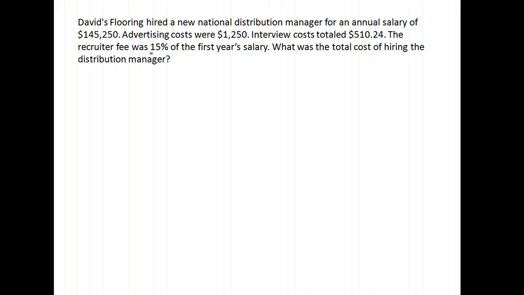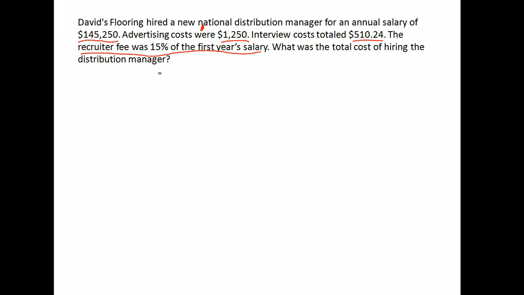It talks about David's Flooring, and they're hiring a new national distribution manager for an annual salary of $145,250. The advertising costs are $1,250. The interview costs total $510.24, and the recruiter fee was 15% of the first year's salary. What is the total cost of hiring this distribution manager?